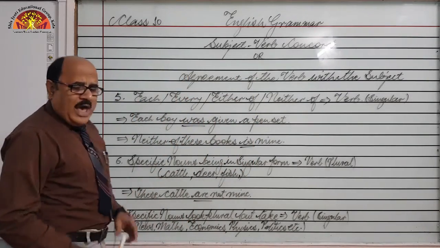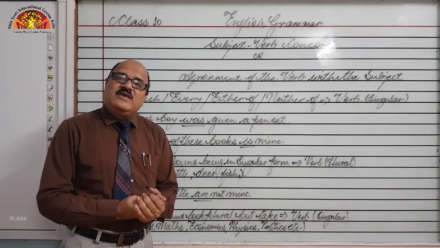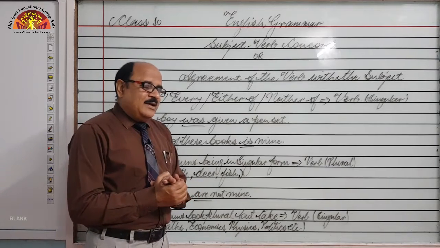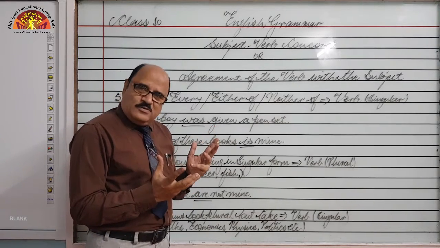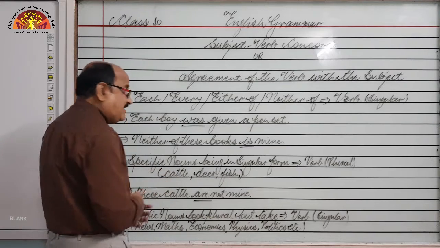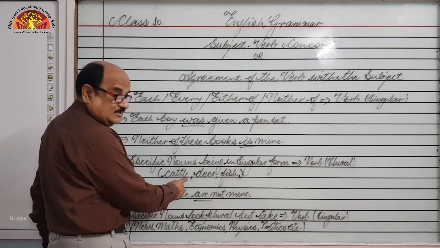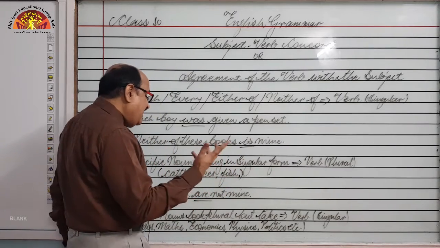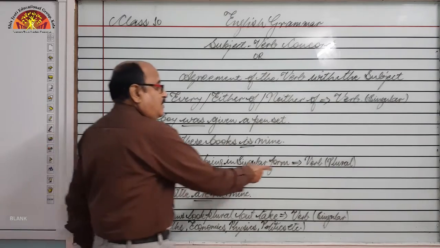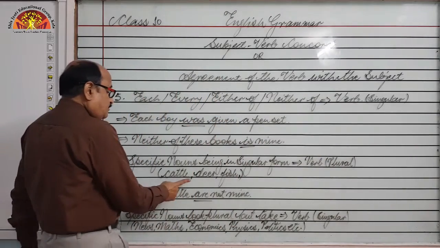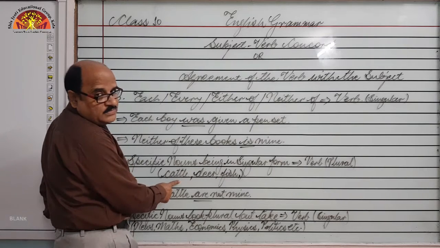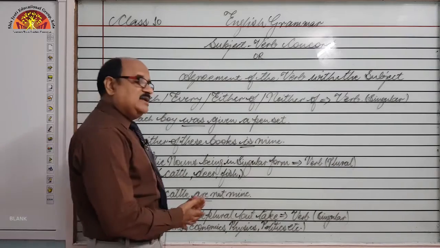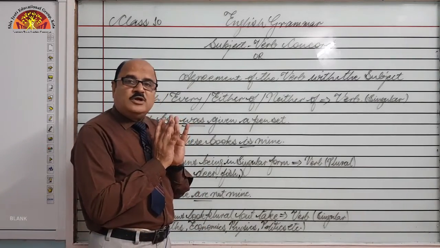Next rule: sometimes it so happens that nouns give a false look, meaning whatever they are, they give a different look. For example, suppose cattle is there, it looks singular, no S or ES. Deer, no S or ES. Fish, no S or ES. So, in that case, we have to use the verb in its plural form, because cattle does not have a singular form, but deer and fish can be used in both singular and plural form, and the spelling is not changed at all.